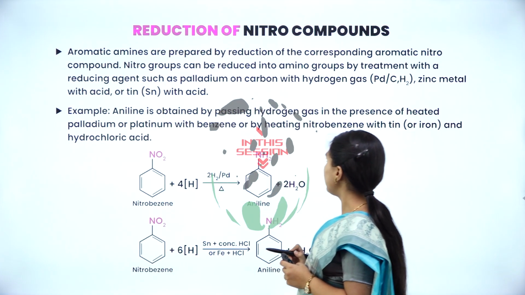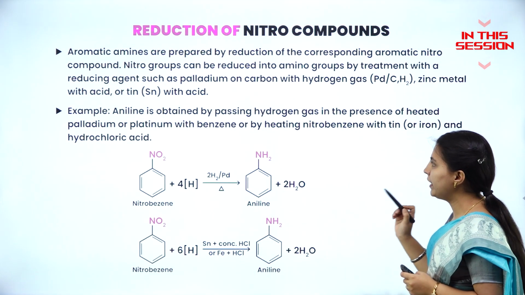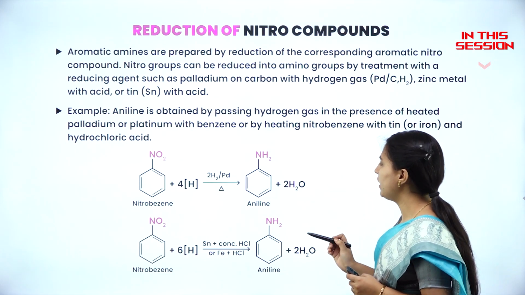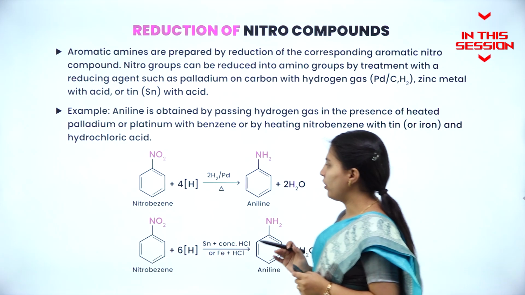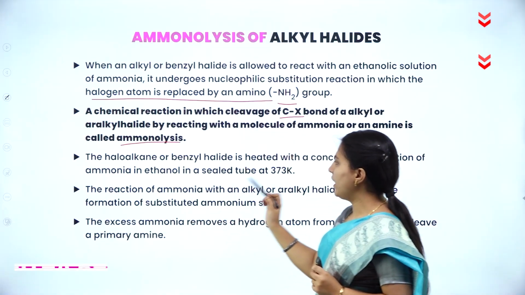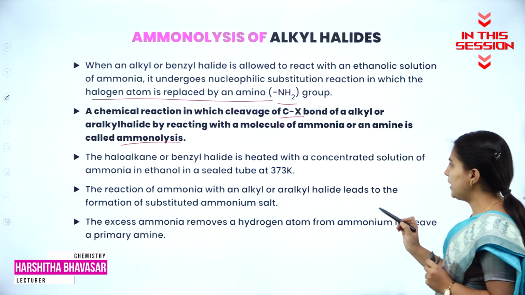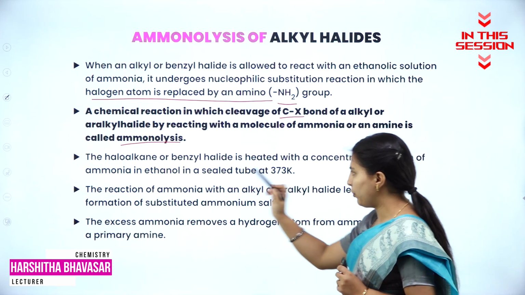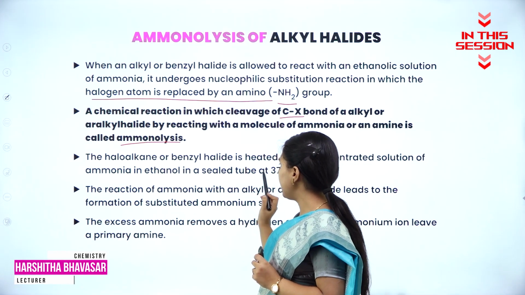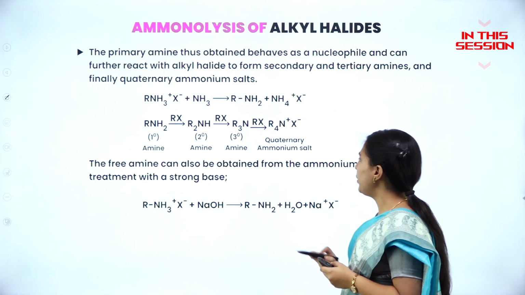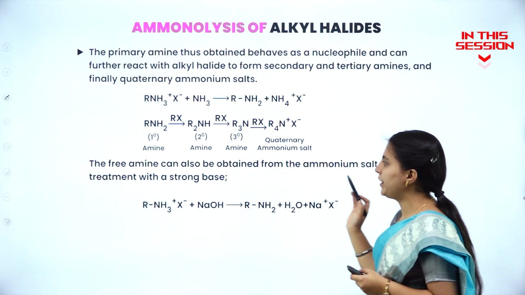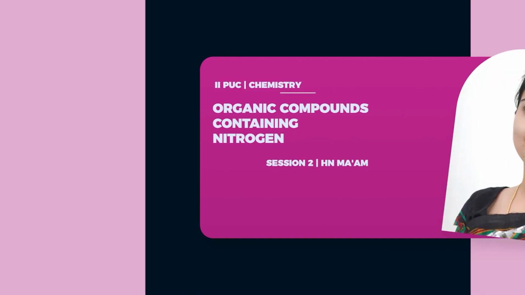Aniline is obtained by passing hydrogen gas in the presence of heated palladium or platinum with benzene, or by heating nitrobenzene with tin and hydrochloric acid. The haloalkane or benzyl halide is heated with the concentrated solution of ammonia in ethanol in a sealed tube at 373 Kelvin. The free amine can also be obtained from the ammonium salt by treatment with a strong base.